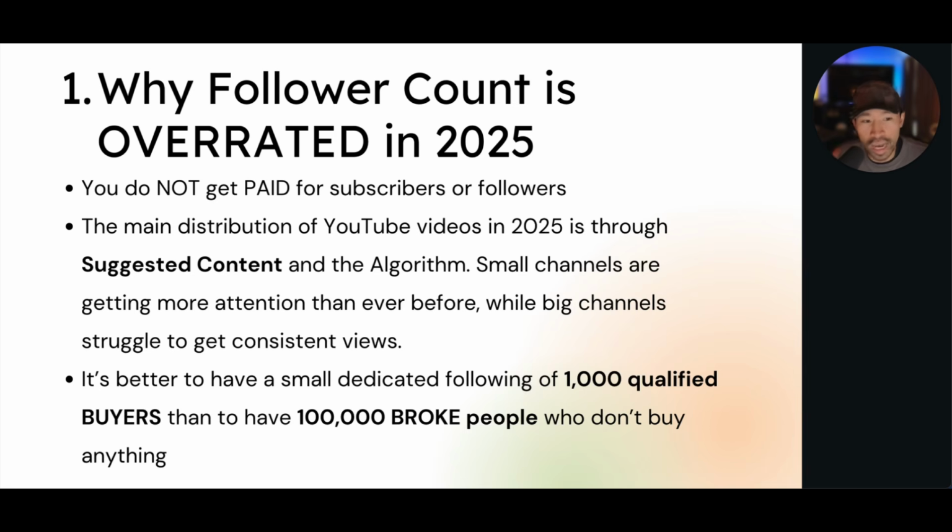The main distribution of YouTube videos in 2025 is through suggested content in that feed. So it's through the algorithm. Small channels are getting more attention than ever before, while big channels struggle to get consistent views. And I know from experience with my own channel, but that's my fault because I just haven't been consistent when it comes to publishing on YouTube, and consistency is a really important factor. Now, it's better to have a small, dedicated following of 1,000 qualified buyers than to have 100,000 broke people who don't buy anything watching your videos.